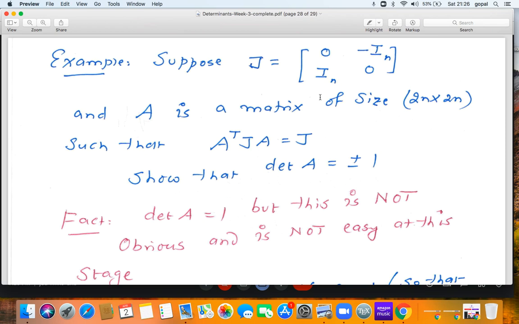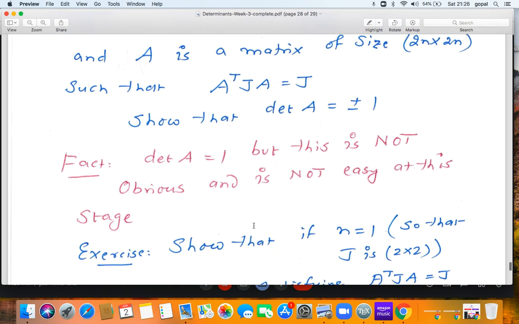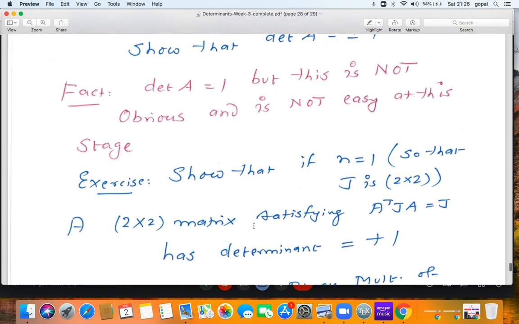However, if n equal to 1, then J is a 2 cross 2 matrix: 0, -1, 1, 0. And A is a 2 cross 2 matrix, A, B, C, D. Then this equation reads: take the transpose of A, B, C, D, multiply by J, write down A, B, C, D, and you write J again. Do the matrix multiplication and see what you get. You can actually check that AD minus BC is 1. So for the n equal to 1 case, you can directly verify that the determinant of A must be 1 and not -1. So the case when n equal to 1, you can check by yourself.